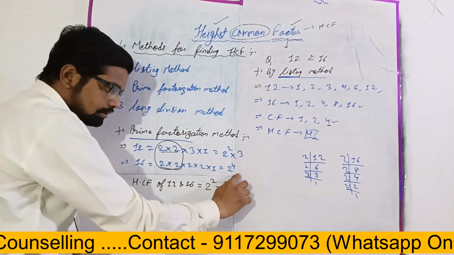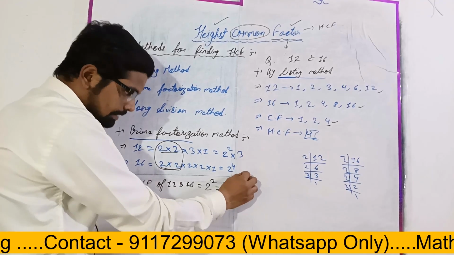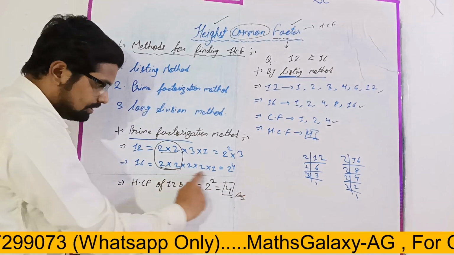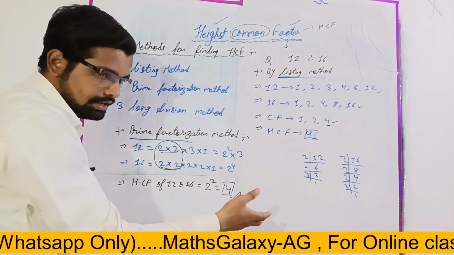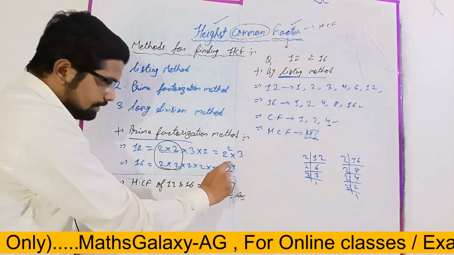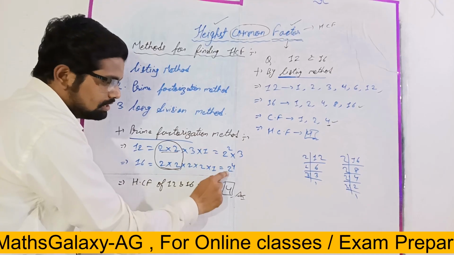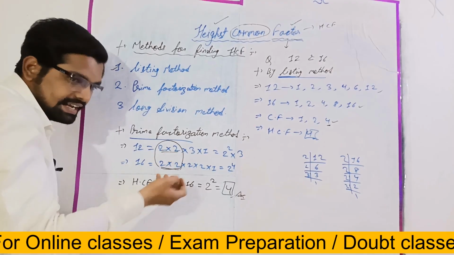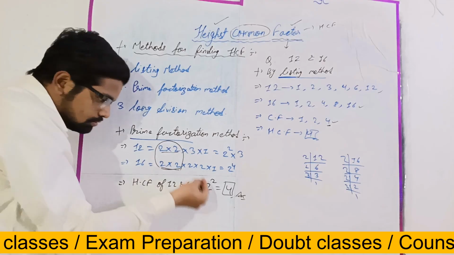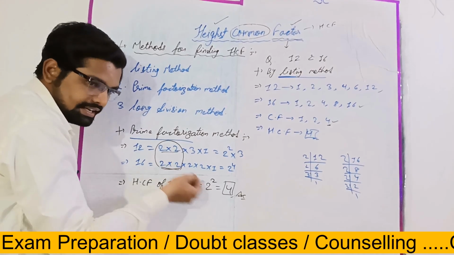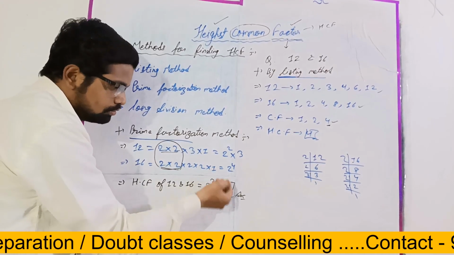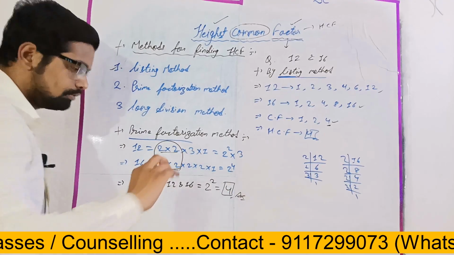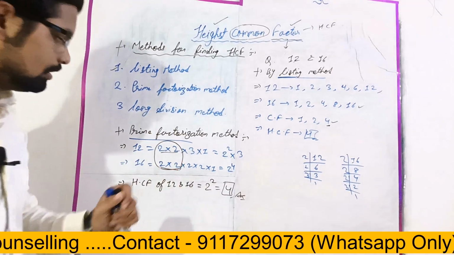If 3 were in the second number as well, then we could take it, otherwise no, right? Here you can see only 2 is in common. And how many 2's? We can take two 2's as common. So these two 2's we will write here, which is 2 to the power 2, or 2 into 2, which means 4. So 4 will be the highest common factor.